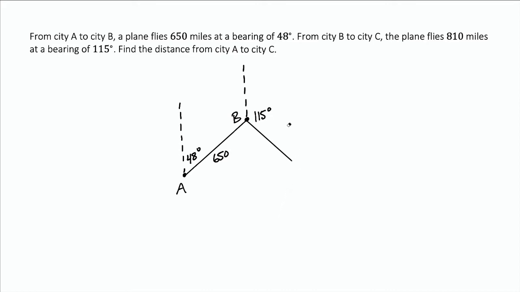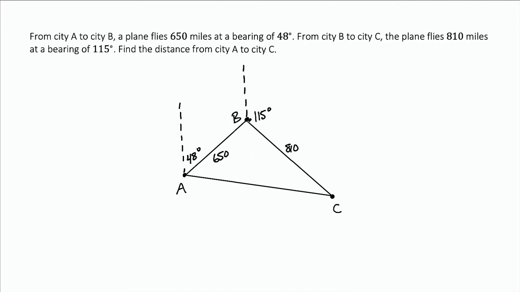And actually, let me make sure that we're clear there. That flight is 810 miles, so it's longer than the one we had before, 810, to our city C. And we would like to find the distance from city A to city C. All right, so there's a lot of stuff going on here, but let's first notice that there's a couple things that we can do.